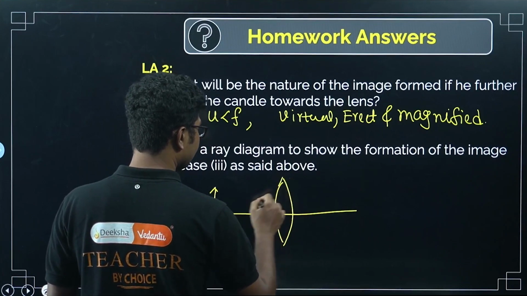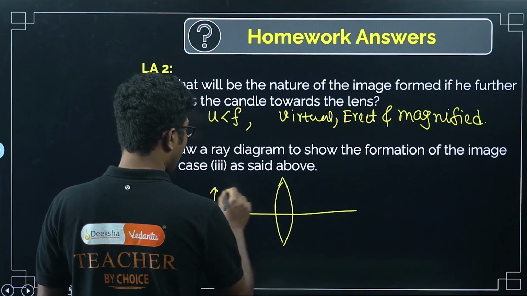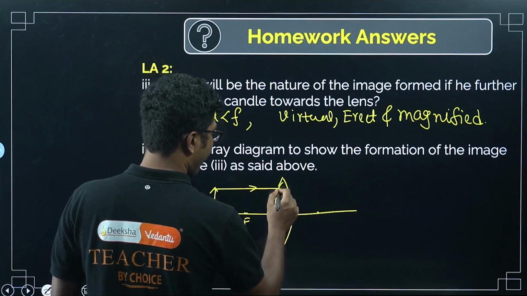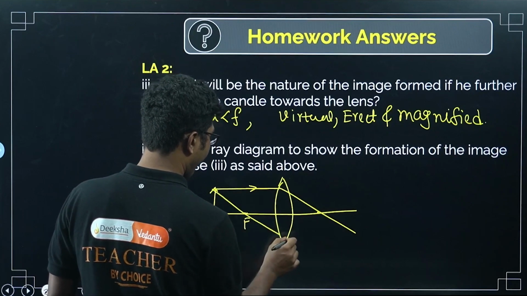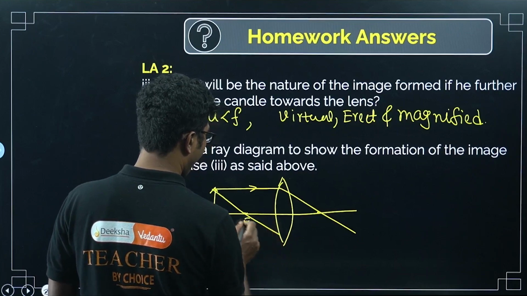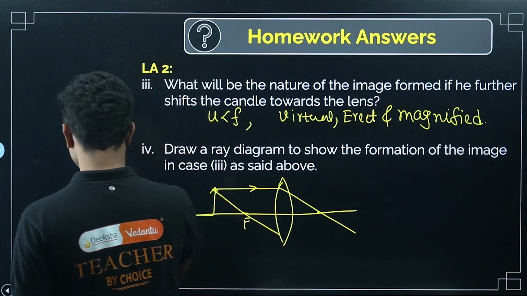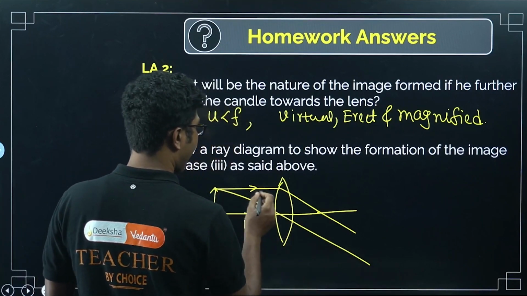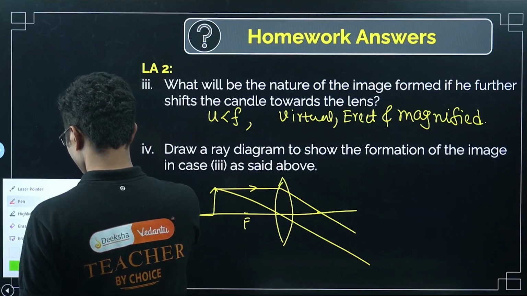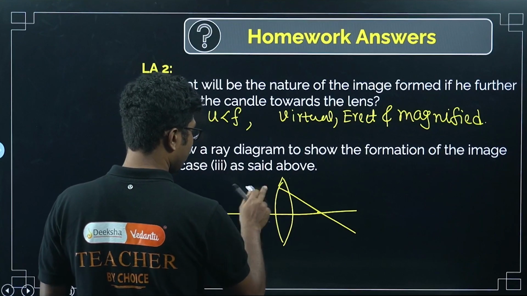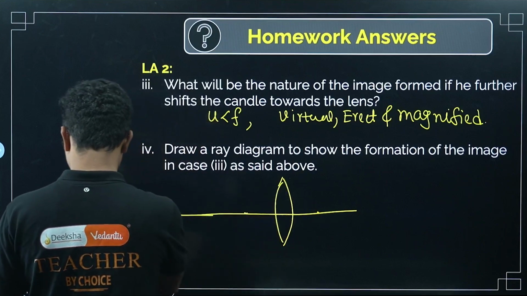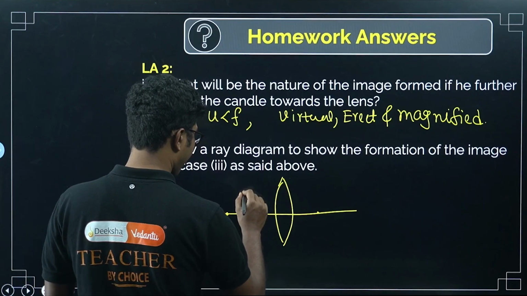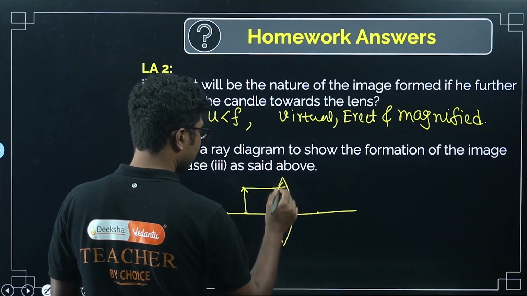So the object is like this. Suppose this is the focal length. Not this ray, my mistake. The distance should be less than the focal length.